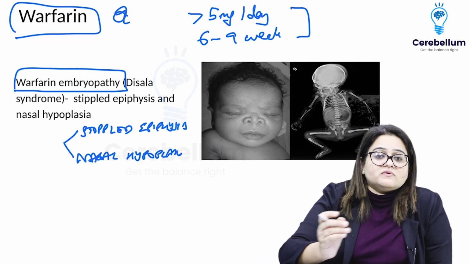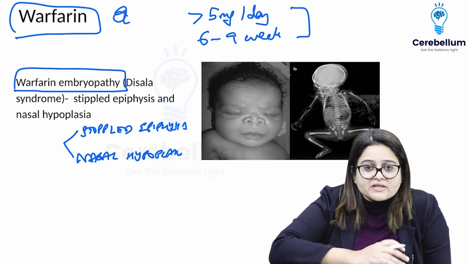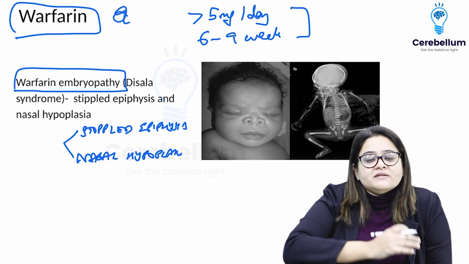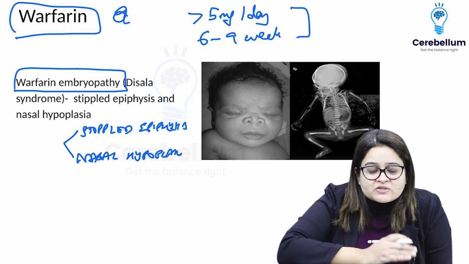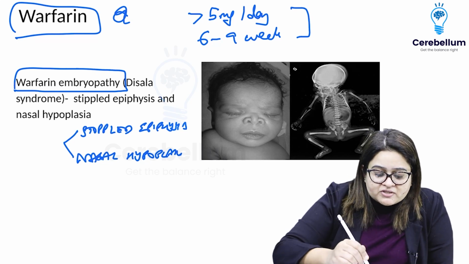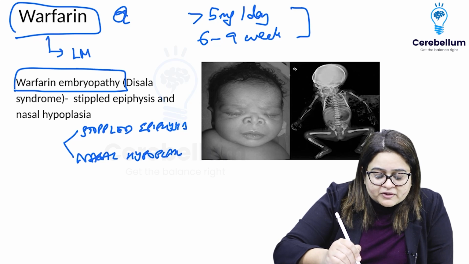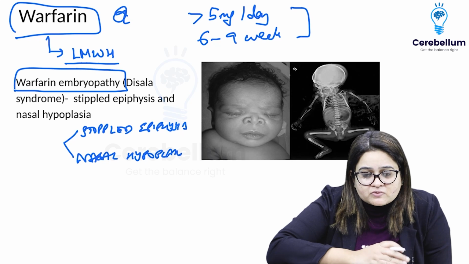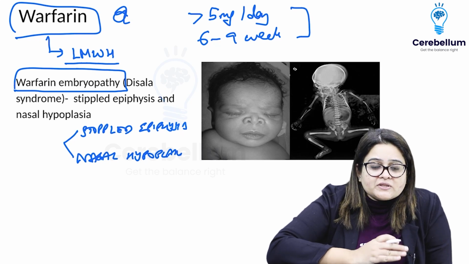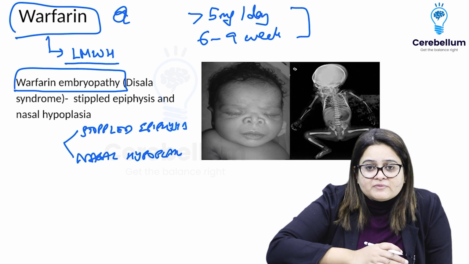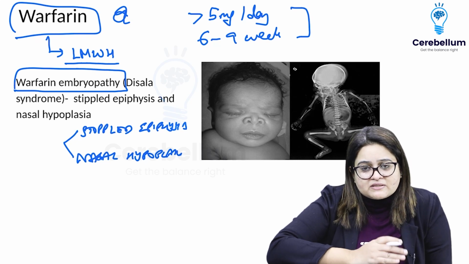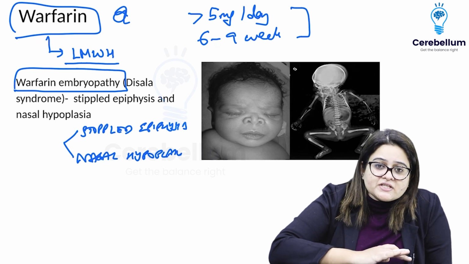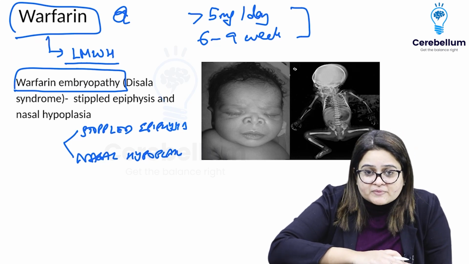If we have a woman who has been taking warfarin, say she has a mechanical heart valve, what needs to be done is as soon as she conceives, as soon as she becomes pregnant, she needs to be shifted to low molecular weight or unfractionated heparin. The therapeutic dose needs to be given, and that has to be continued throughout pregnancy, or preferably at least till the first trimester is done. Then you can re-switch to warfarin in the second trimester, and then re-switch to heparin again in the third trimester.